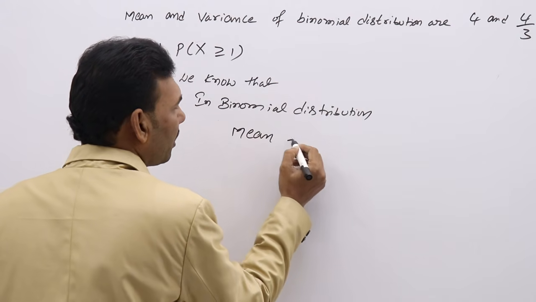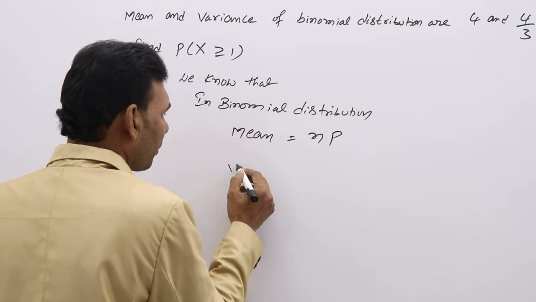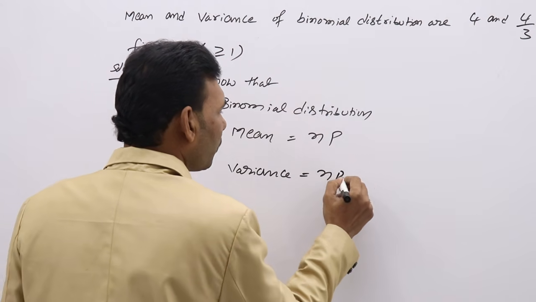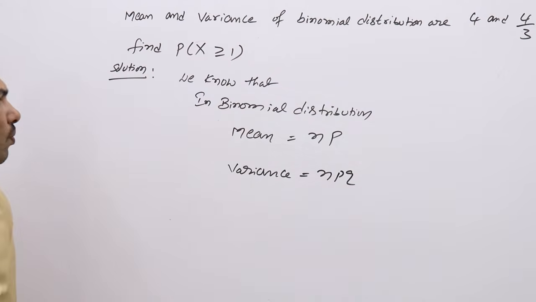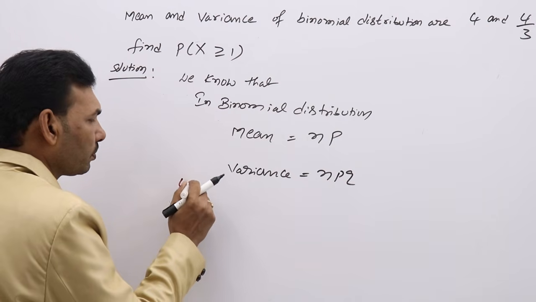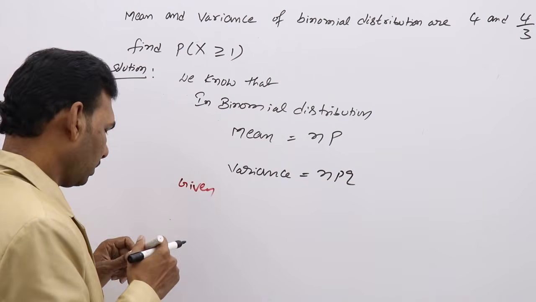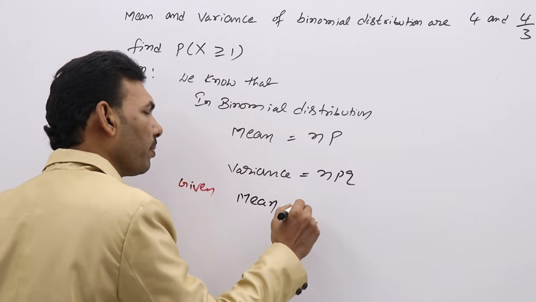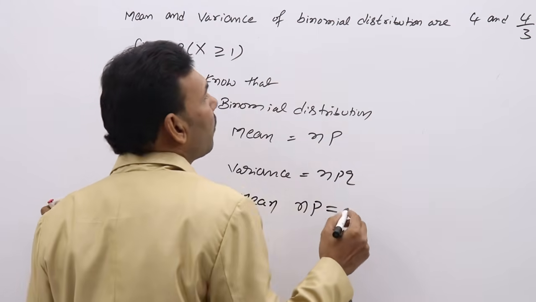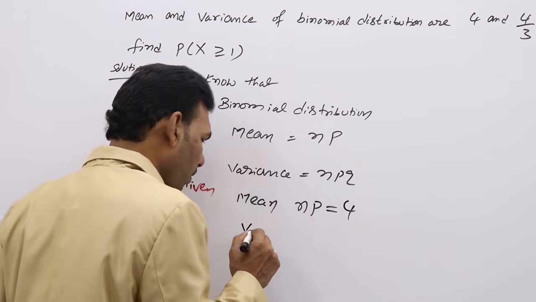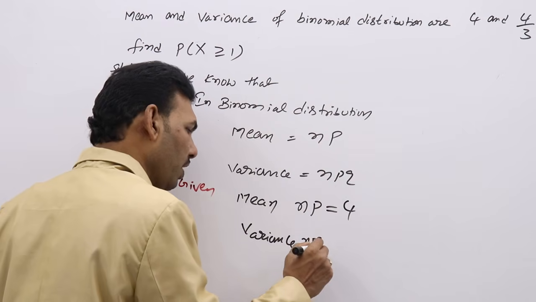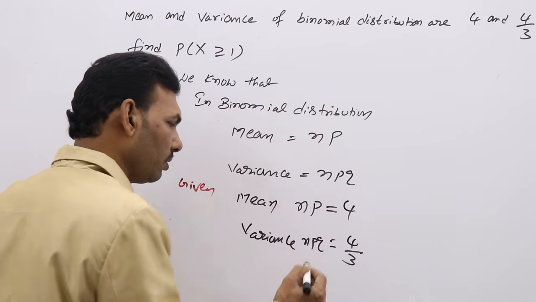Mean is NP, variance is NPQ. So now what is given? Given mean, NP equal to 4, variance NPQ equal to 4 by 3.